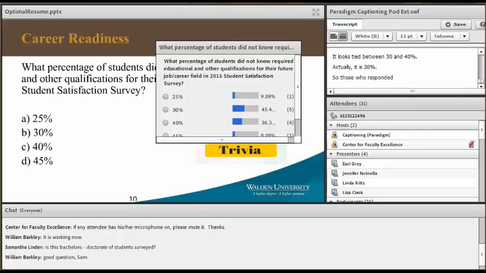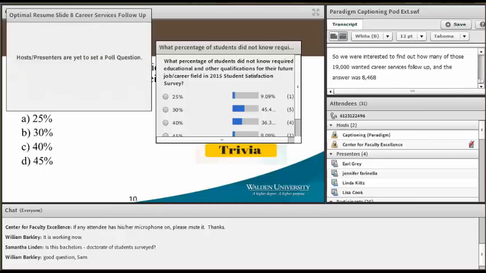Just one thing before you switch to the next slide, because I think we missed one of the polls, and I just want to make a mention of this. We had 19,197 students answering that student satisfaction survey. So we were interested to find out how many of those 19,000 wanted career services follow-up, and the answer was 8,467. So 44% of that 19,000 wanted career services follow-up.